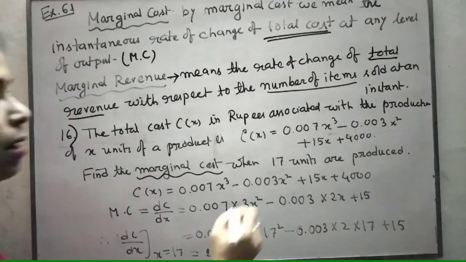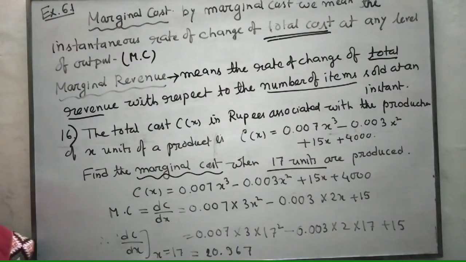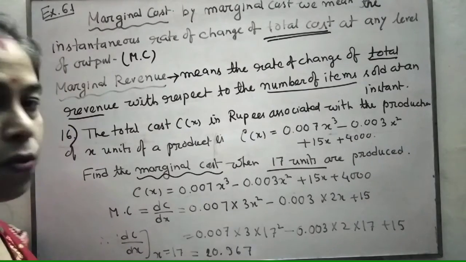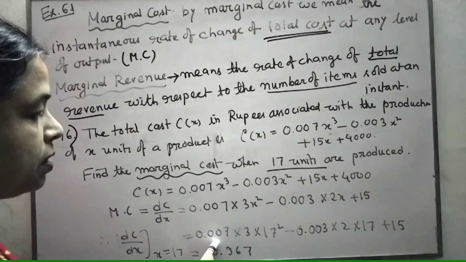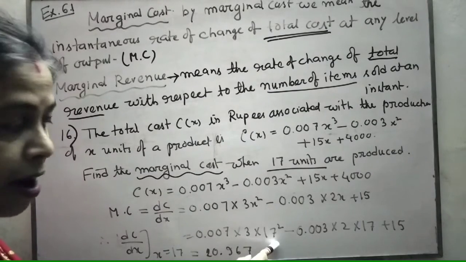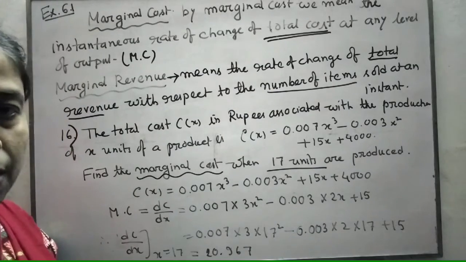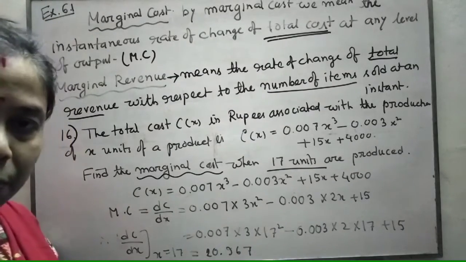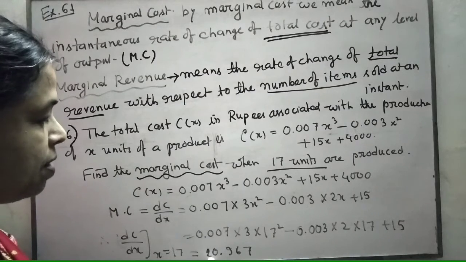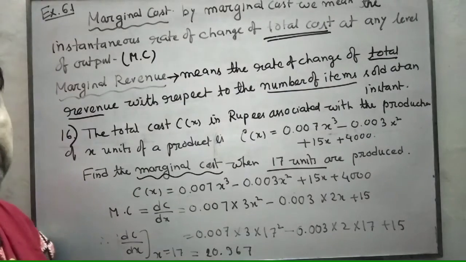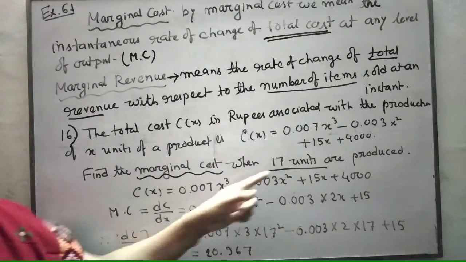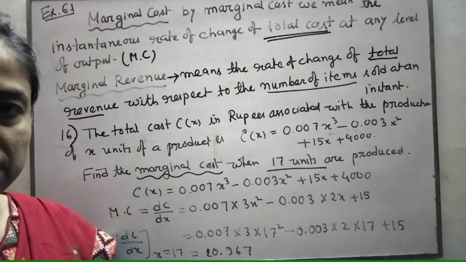After that, our aim is to calculate when 17 units are produced. So x is 17. At the instant when x equals 17, you have to calculate the marginal cost. So I have substituted x equal to 17: 0.007 times 3 times 17² minus 0.003 times 2 times 17 plus 15. On doing the calculation, which I skip here, the result is 20.967. So this is the value of marginal cost when 17 units are produced.